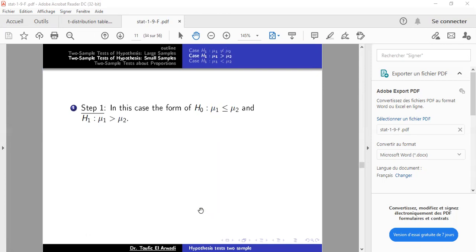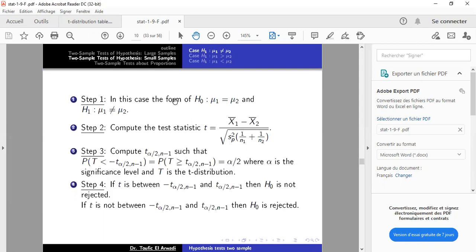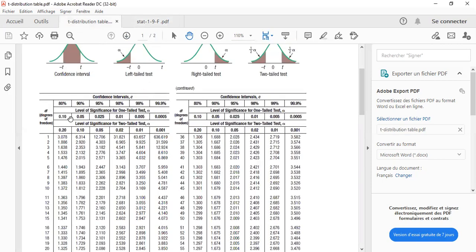Now the second case is when we have H1 different, meaning the two samples are different: mu1 is different from mu2. In the table we have two horizontal rows: level of significance for one tail test and level of significance for two tail test. So mu1 different from mu2 is a two tail test, as we will see shortly.